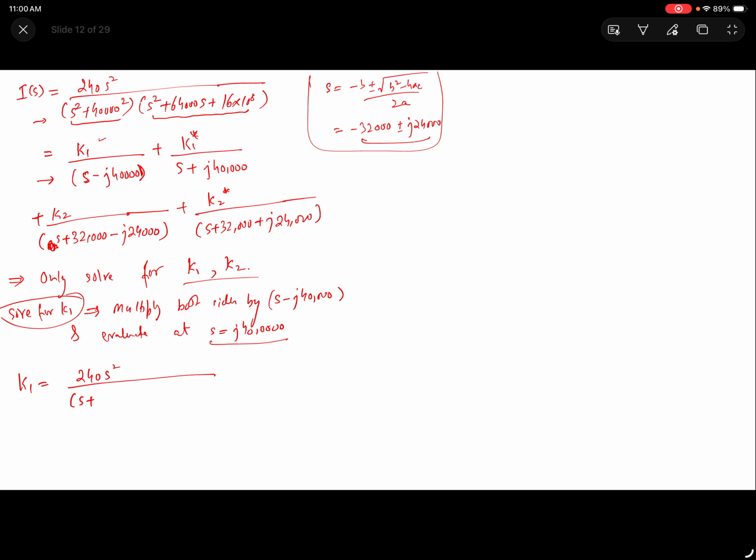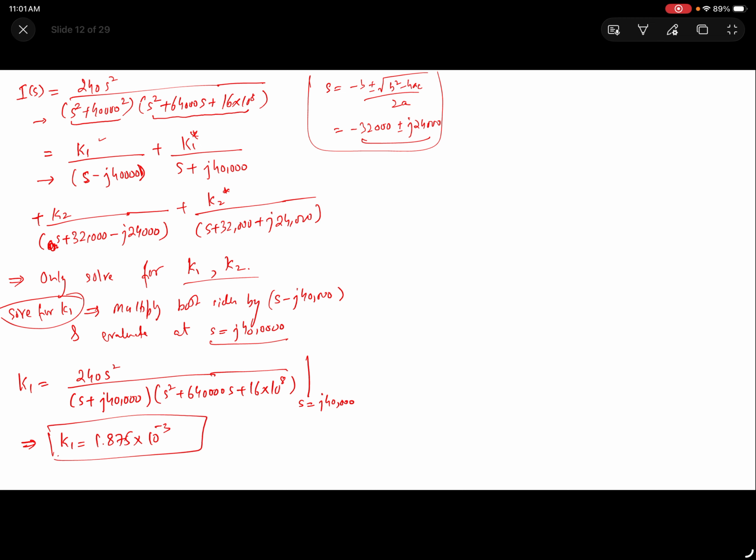So you are left with s plus j40,000 times the other two things, s square plus 64,000 s plus 16 times 10 to the 8, again evaluated at s equals j40,000. Once you do that, the value of k1 is going to come out to be 1.875 times 10 raised to the power minus 3.